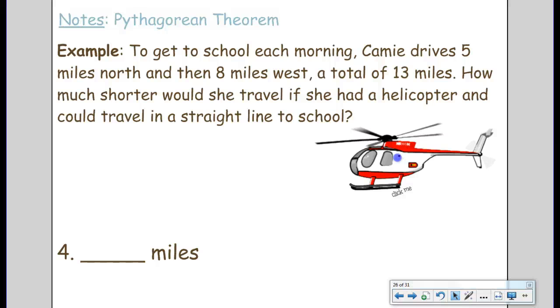Cool. I think I have sound. The helicopter flying over our class. She's flying to school because she's rich.